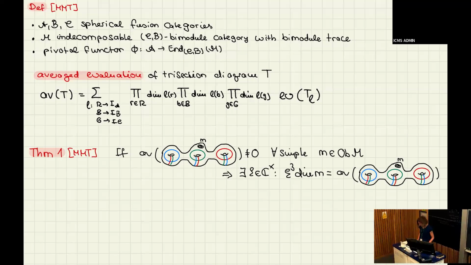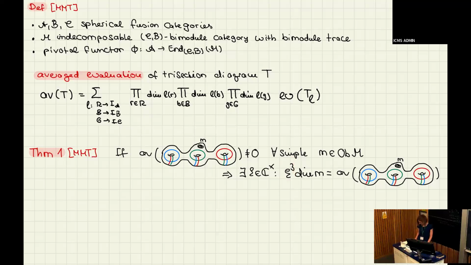Okay. And what we have shown now is under the condition that this averaged evaluation of the stabilization surface with the disk removed. So here we remove a disk and we label it with an object M. If the average evaluation of this is non-zero for all the simple objects, then one can show there is a complex number, an invertible complex number, such that this averaged evaluation is just the dimension of the boundary label times the third power of this number. That's the counterpart of the condition that was also in the Hopf algebraic version.